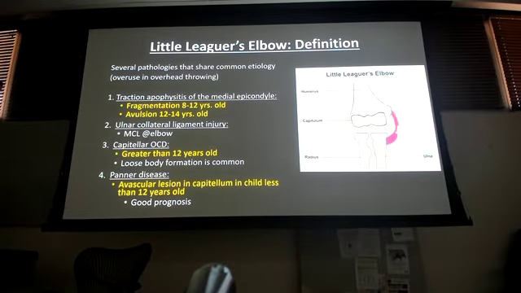Okay, so Little Leaguer's elbow, by definition, is more of a phrase than a definition, because it includes a bunch of different conditions and pathologies that can cross over, but that, for the most part, in classification, have a basis in ages. So, traction apophysitis to the medial epicondyle. Let's break it down, guys.